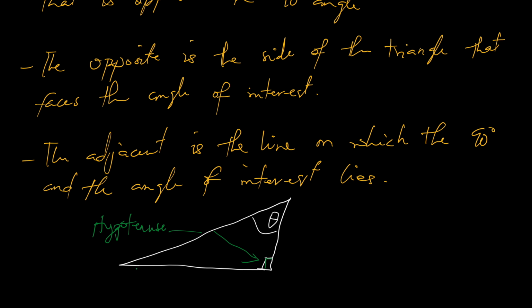The opposite is the line that faces our angle of interest. And this is our angle of interest. This line faces our angle of interest. And so this line is our opposite. Now this line is our hypotenuse, this line is our opposite, and so this line becomes our adjacent. So if you got it right, then well done. If not, then don't worry. You'll be able to understand everything as we proceed into the video.